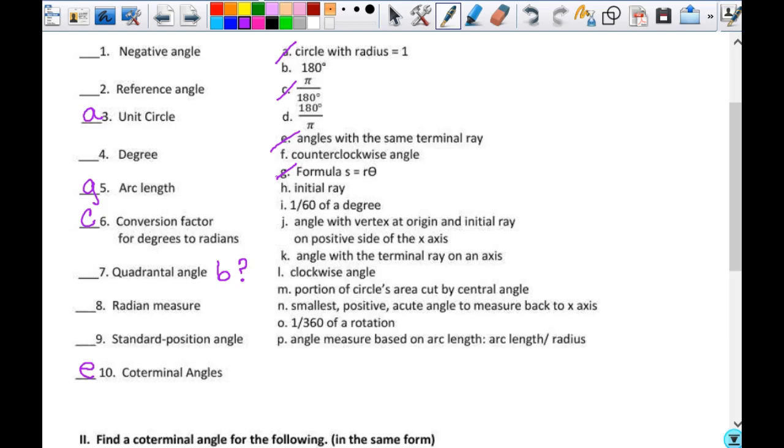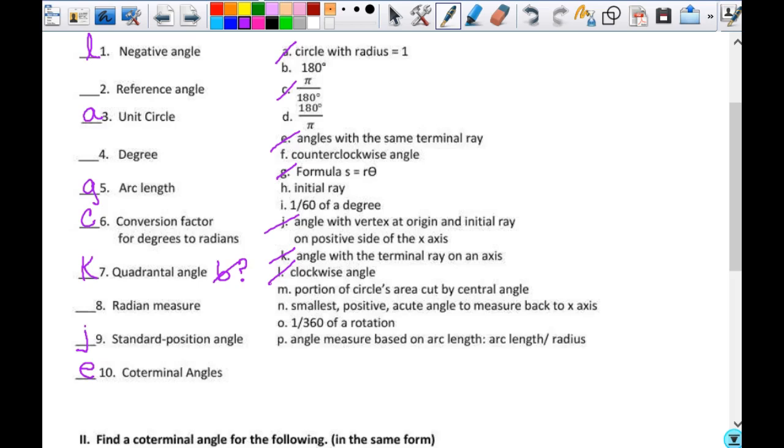J, angle with the vertex at the origin, an initial ray on the positive side of the x-axis. That is a standard position angle. So that is J. Angle with the terminal ray on an axis. All right, well, that would mean it's not actually in a quadrant. That is really the definition of a quadrantal angle, so much better answer for this than B. So I don't think B is my answer there. I think that it's going to be K. Clockwise angle, right? So remember, counterclockwise is positive, clockwise is negative. I have negative angle in number 1, so that is L.